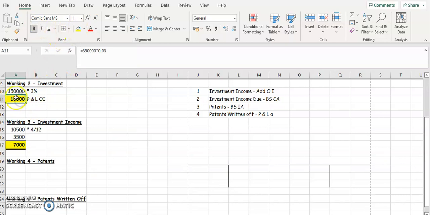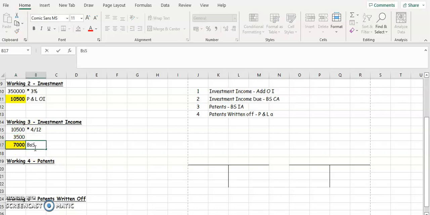So our yearly amount is 10,500. That's the investment income that we're going to get for the year. We just calculated that. Of that 10,500, we have received 4 months of it, but we put it into our patents. So we're going to take the 3,500 out of the 10,500, and what's left then is this 7,000, and that's going to go into our balance sheet as a current asset. Remember, any income that's due, it's our money, so we need to record it as an asset.